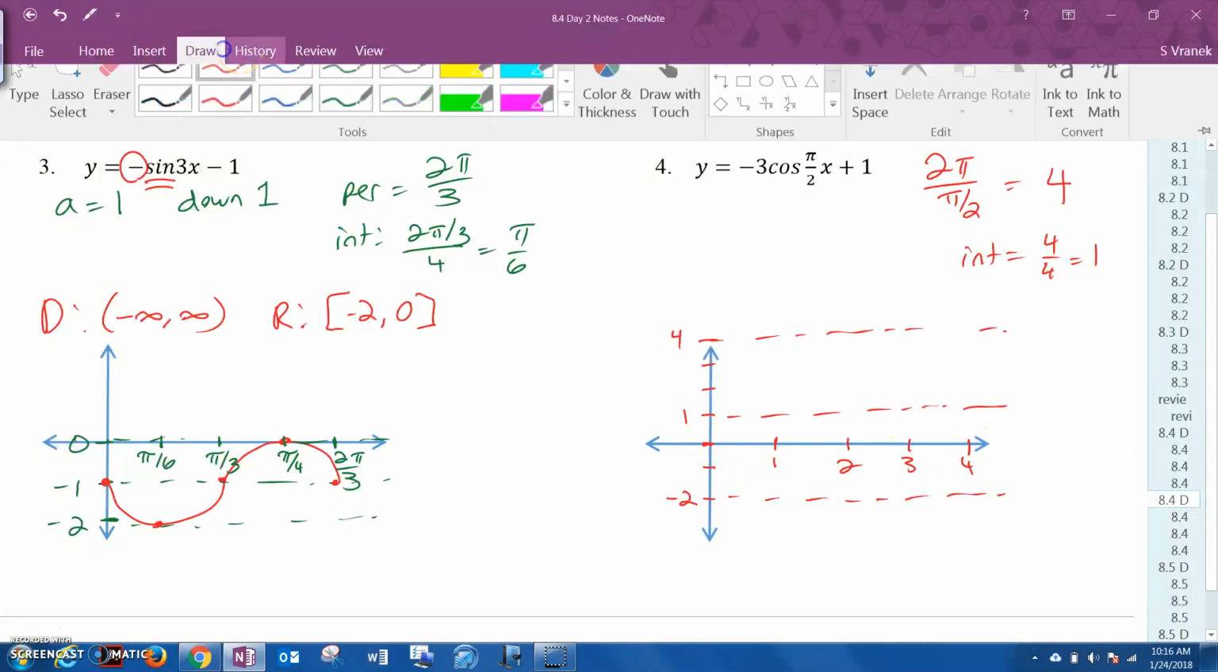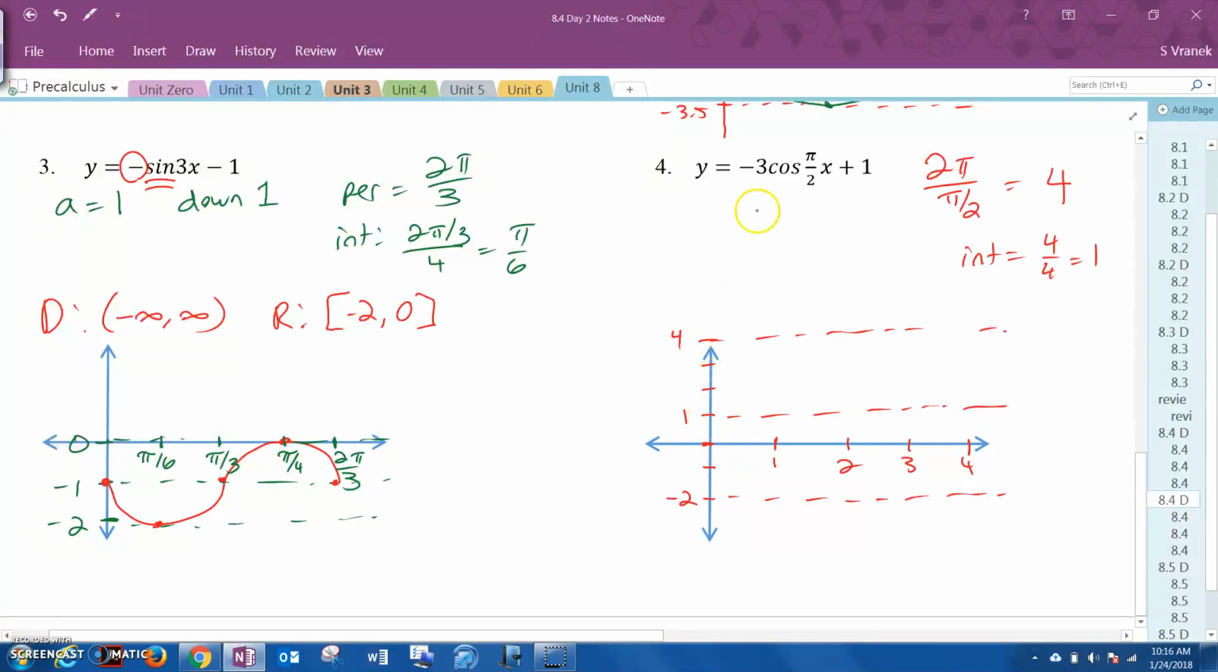Okay, now I can draw my graph. It's a negative cosine graph. So cosine normally started at the top, but it reflects down, and then you go up, and then you go back down. So we have our curve. Alright, so that is a negative cosine graph. And we have all our information. Oh, I forgot my domain and range. The range goes from -2 up to 4.